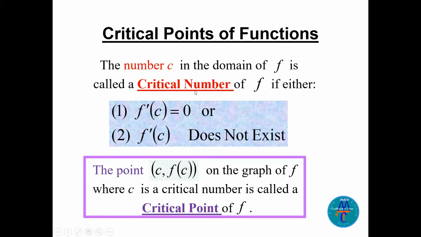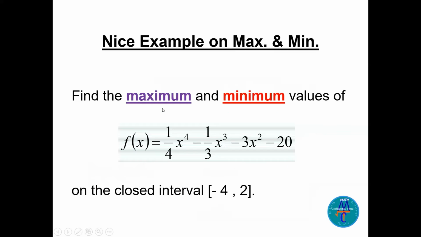Now the number C in the domain of a function, we call it a critical number if either f prime of C is equal to 0 or f prime of C does not exist. This is the critical number. Now the point itself: when you find C, find the image of C, replace C in the function. C, comma, f of C, that's a point. This point is called a critical point, and the other value of C or x, we call it the critical number.